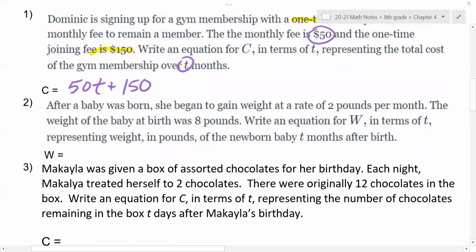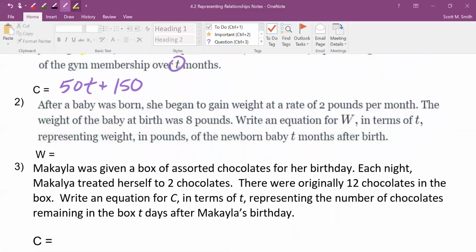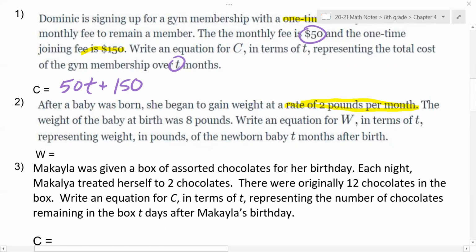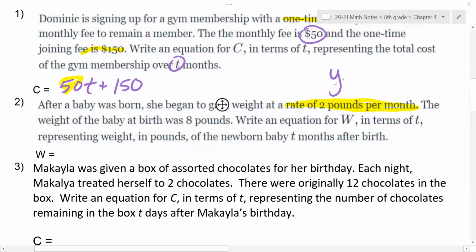After a baby was born, she began to gain weight at a rate of 2 pounds per month. I'm going to go ahead and highlight this for you, because whenever you see 2 pounds per month, you know right away that that is going to be the slope. That's going to be the m, which was right here in this one. Because remember, we are always going to be doing this form, y equals mx plus b. And the things that we're going to be finding is the m and the b. The weight of the baby at birth was 8 pounds.